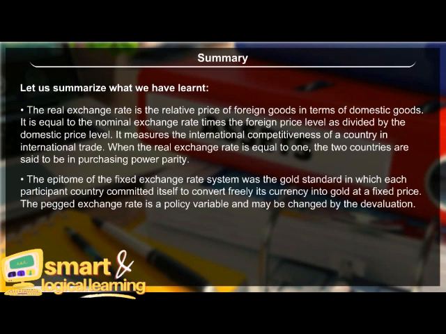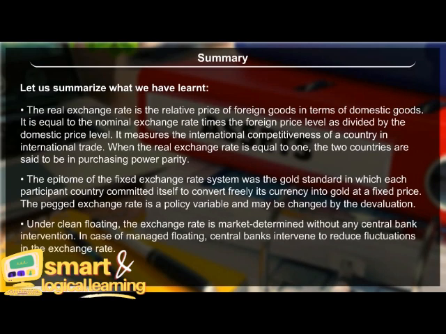The epitome of the fixed exchange rate system was the gold standard, in which each participant country committed itself to convert its currency freely into gold at a fixed price. The pegged exchange rate is a policy variable and may be changed by devaluation. Under clean floating, the exchange rate is market determined without any central bank intervention. In case of managed floating, central banks intervene to reduce fluctuations in the exchange rate.